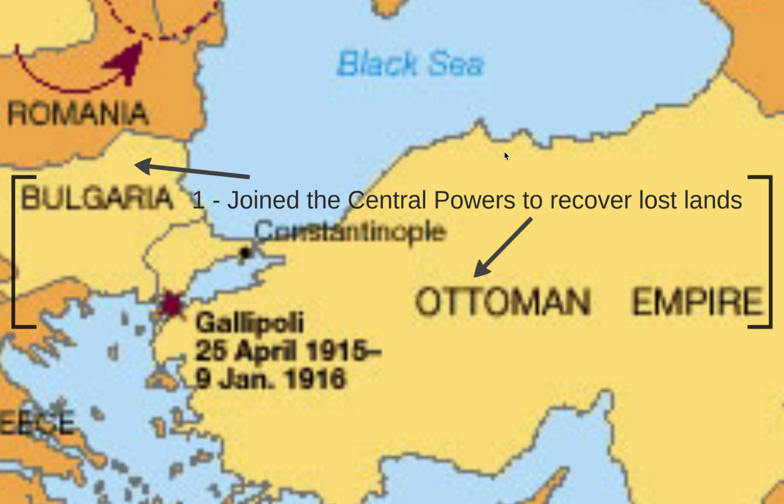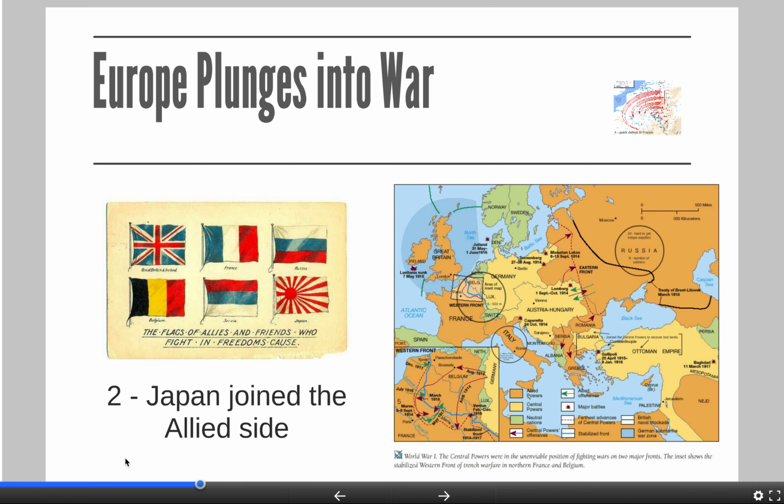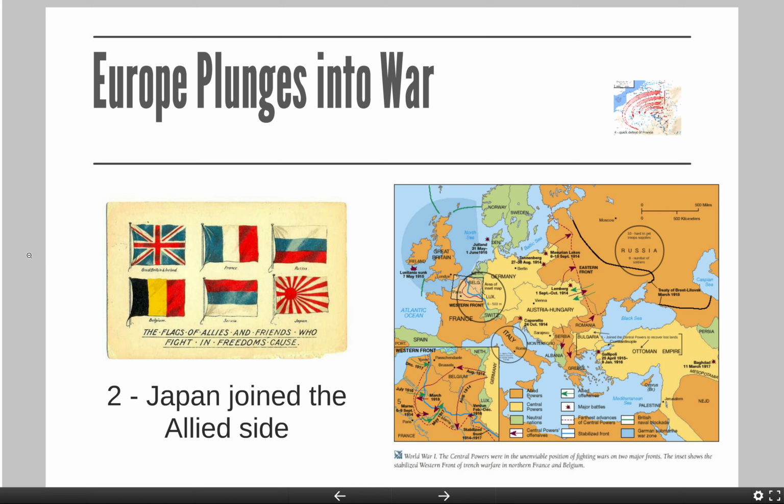All right, on the other side, you had essentially the same nations. You had Britain, France, and Russia, and they became known as the Allies in World War I. So the Allies consisted of Britain, France, and Russia. In addition to that, there were some other countries that joined. You can see the Allied flags represented here. So Japan, as ironic as that might sound if you know about World War II, joined the war on the side of the Allies.